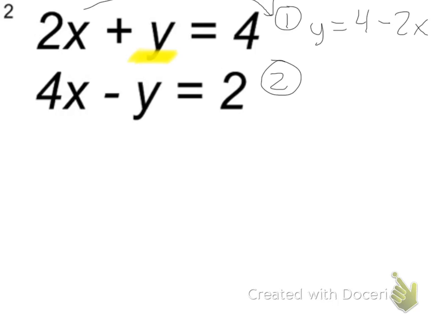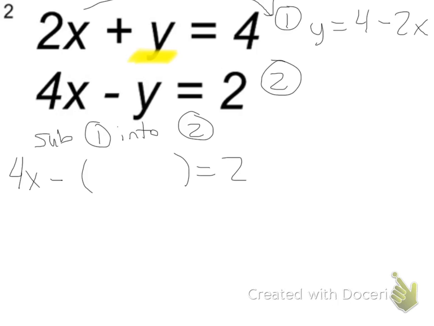We have an equation 2. So now that we've isolated y, we're going to sub equation 1 into equation 2. Let me copy down equation 2: 4x minus, leave a space for the y, equals 2, and in that space I put equation 1, and 1 says that y equals 4 minus 2x.